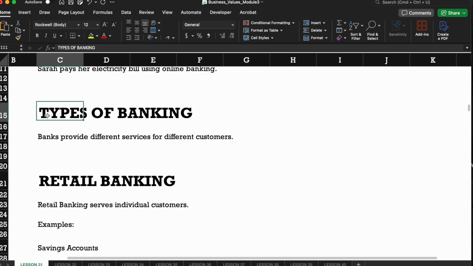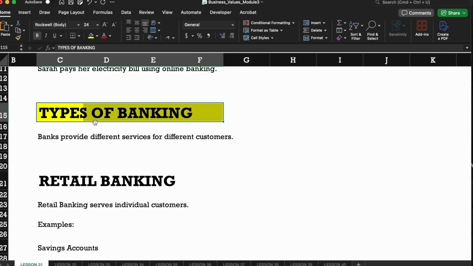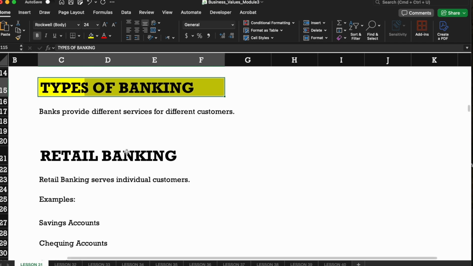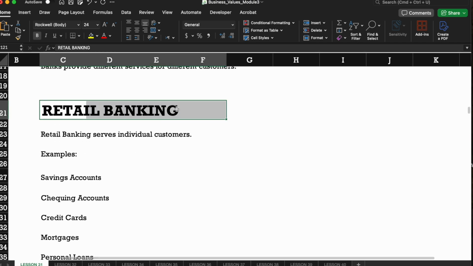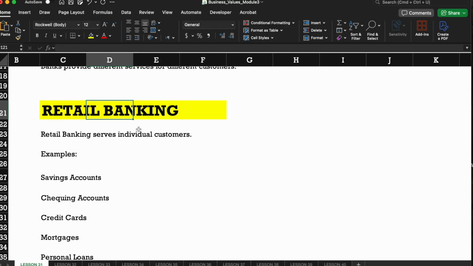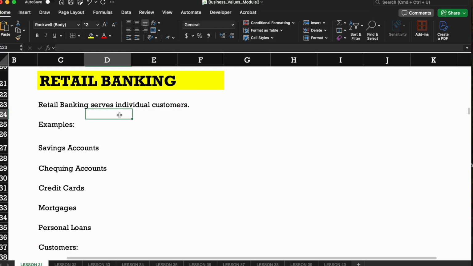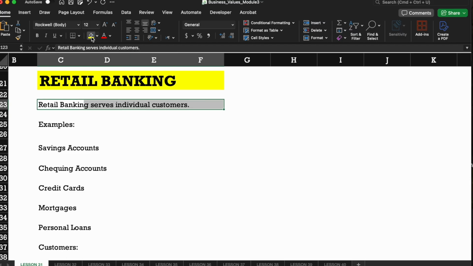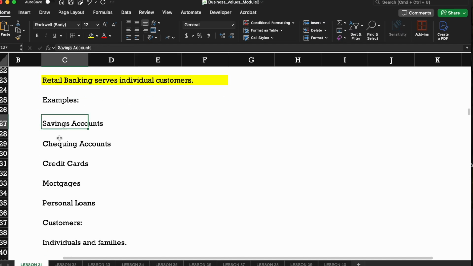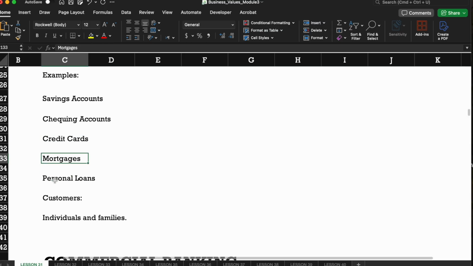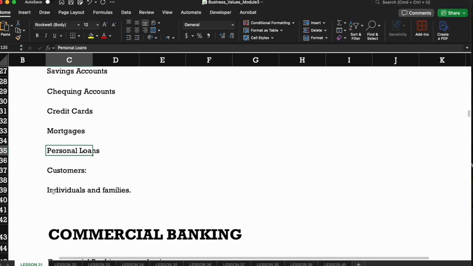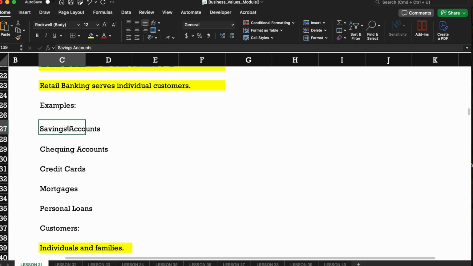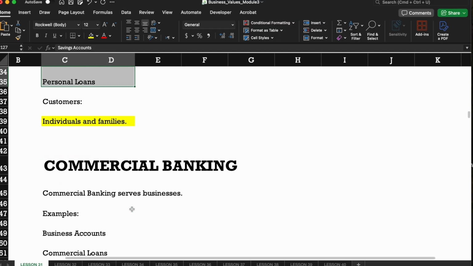Types of banking. Banks provide different services for different customers. First, retail banking. You will be hearing retail banking in job descriptions, so let's understand what retail banking is. Retail banking serves individual customers, for example savings account, checking account, credit card, mortgages, personal loan. The customers are individuals and families. That we call retail banking.